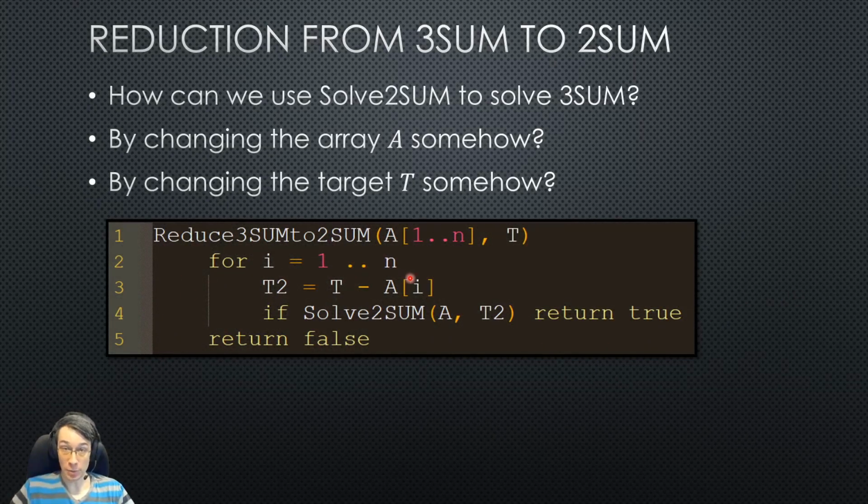We iterate for i equals 1 up to n, and we compute a new target where we take the old target and subtract a of i. So why are we doing this? Well, we're looking for 3 elements that sum to t, and we've picked one of these elements, a of i, as a candidate to be part of that sum. So we want 2 more elements that sum to t minus a of i. We use solve2sum to check if there are 2 such elements. If there are, we return true. If we get through all of the possible a of i values and we can't find 2 other numbers that sum up to t minus a of i for any of those i values, we return false.